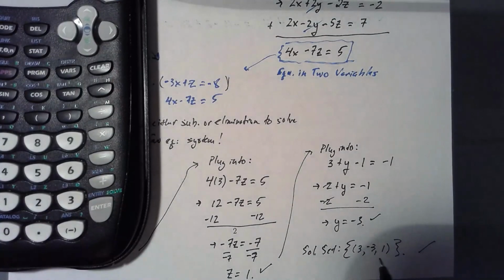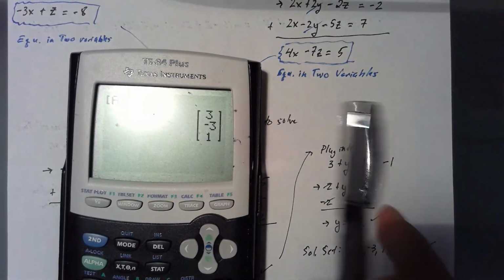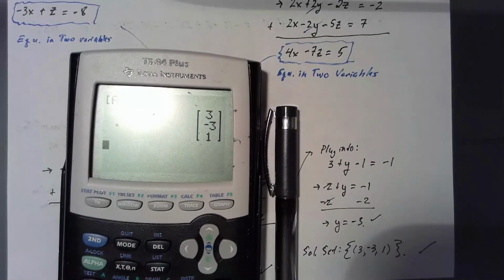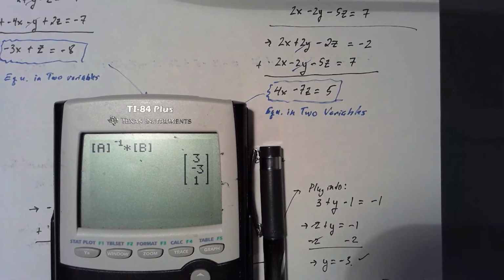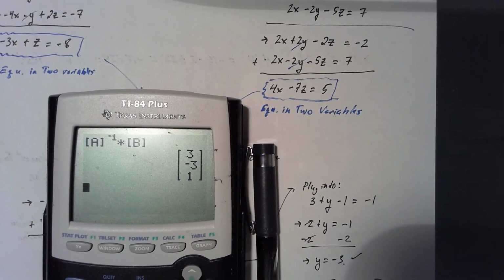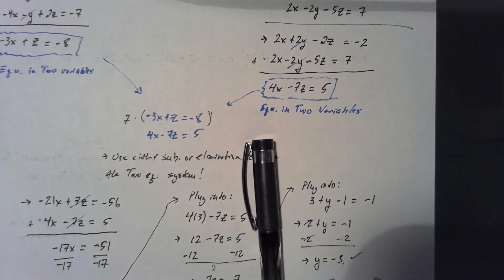What did we get? 3, negative 3, 1. Booyah. So that's how I know what my solutions are for that system. Don't worry if you don't understand that. It's not a big deal if you don't. It's just a way to check it in your calculator. You would do that in higher level mathematics. But, you know, your calculator is a pretty powerful tool, man.